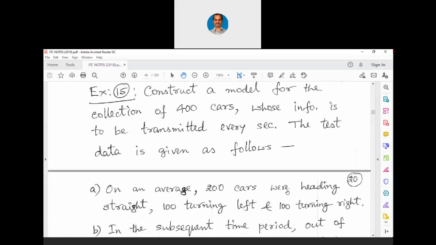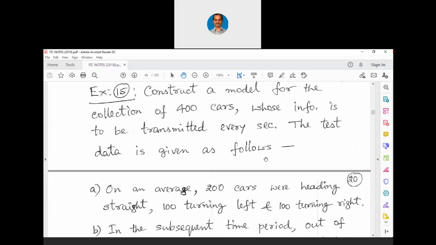Let us have an example. I may not be able to finish this example today because it's a lengthy example. At least let me start this example. We have an exercise, 15th exercise. Construct a model for the collection of 400 cars whose information is to be transmitted every second. The test data is given as follows.